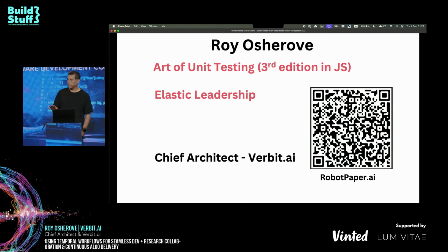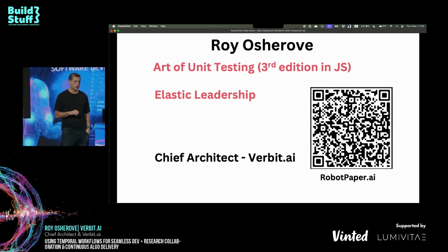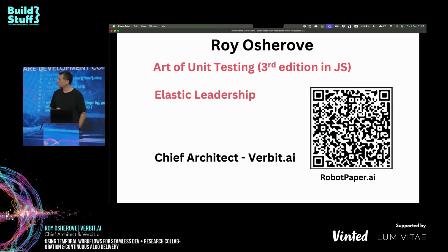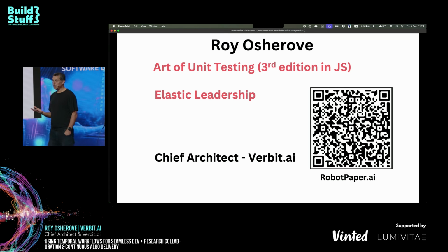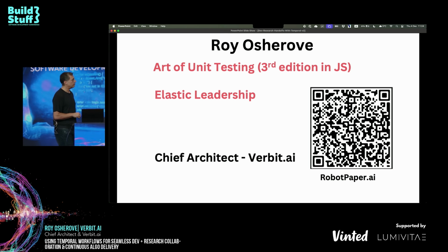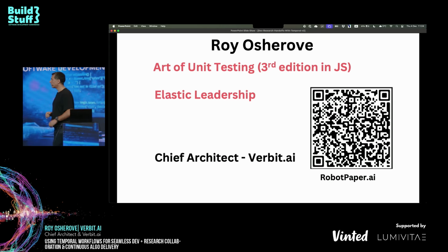A little bit about me. Yes, I wrote the book, The Art of Unit Testing, and I wrote a book called Elastic Leadership, and I currently work as a chief architect at Verbit.ai. A little bit about Verbit. It's a company that has AI running in production, not just in developer tools. So we do live transcription for media and legal cases, including finding inconsistencies with agentic workflows. It's pretty cool. And that requires a lot of work with both research and engineering.